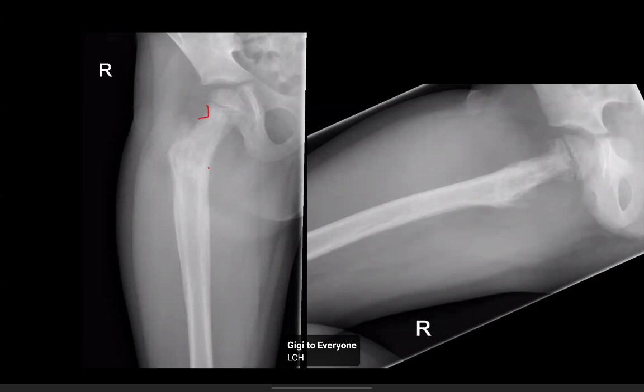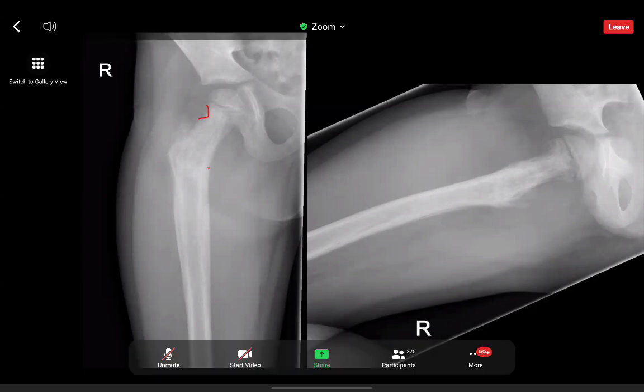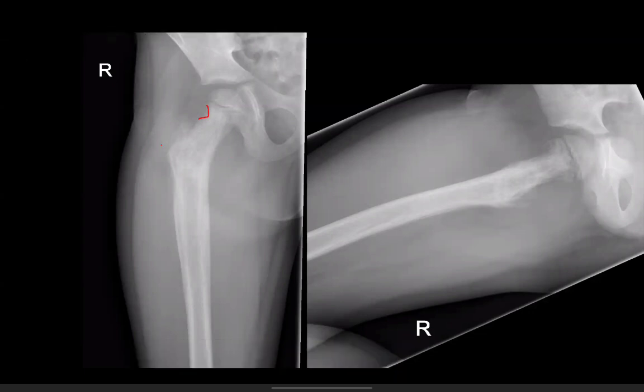Could this be osteomyelitis? Yes. If I told you this child had a CRP of 400 and perhaps they'd had an orthopedic procedure or they'd recently had a large cut on their thigh, yes, this could be osteomyelitis. Or this could be a primary bone malignancy. Could also be a metastatic deposit.